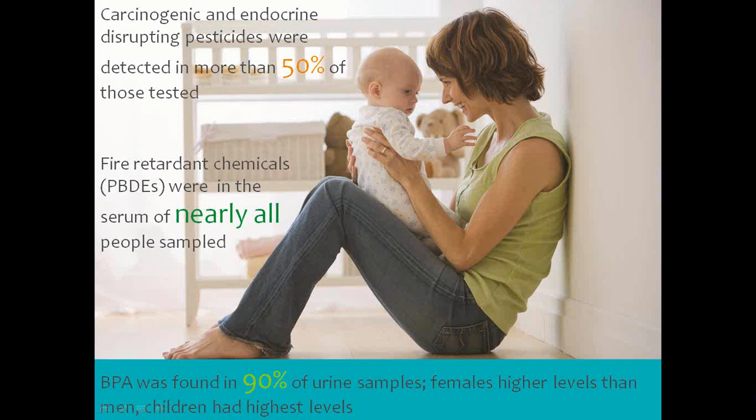And that you see down there at the bottom, BPA, which is bisphenol A, it's a plasticizer that we've used. A lot of times you find it in bottles, plastic water bottles and other types of plastic used in our country. It was found in 90% of the people sampled. Females had higher levels than men, and children had the highest levels of all. So what this is telling us is that there are a lot of chemicals that are building up in our bodies that, quite honestly, we may not even be aware of until they create a reaction.